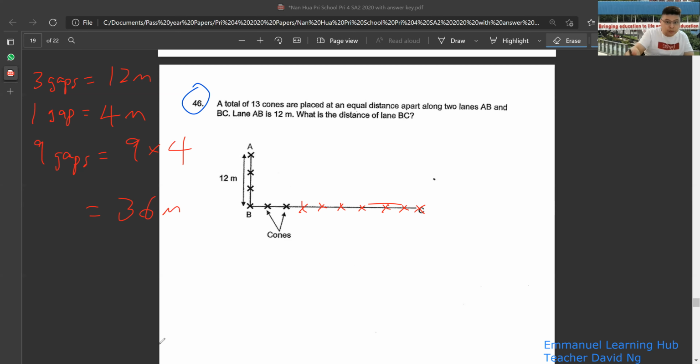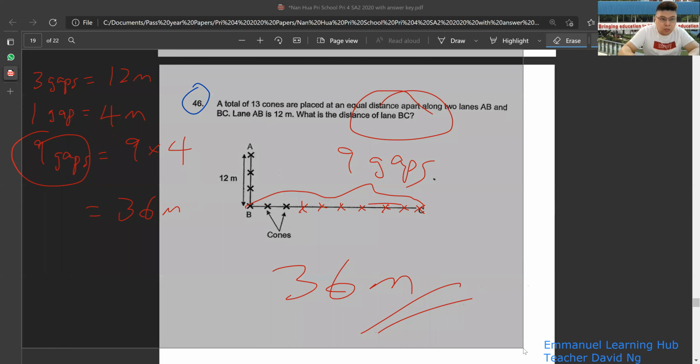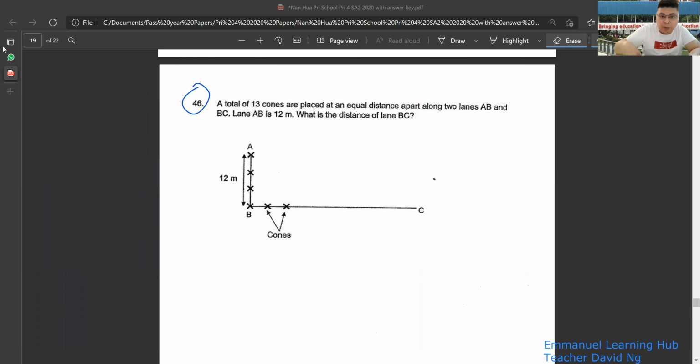Okay? You know why I use 9 gaps, right? Because there are 9 gaps here, because I draw out the cones. So the distance of BC is 36 meters. Okay? Understand now? Okay, you need to re-attempt this paper.